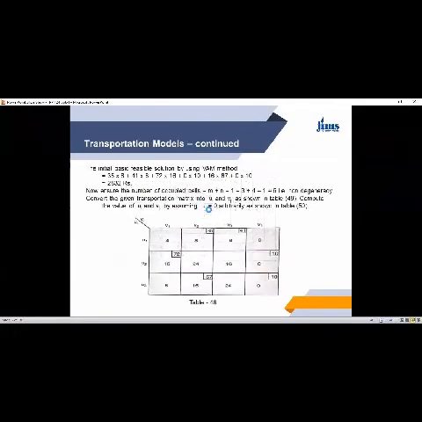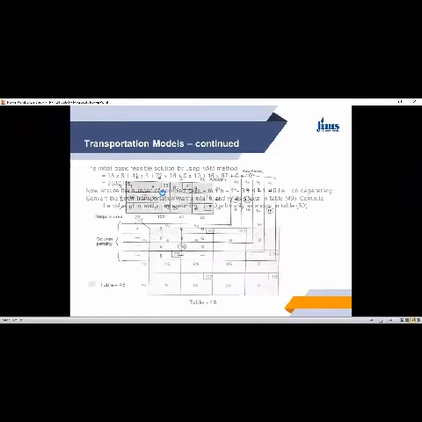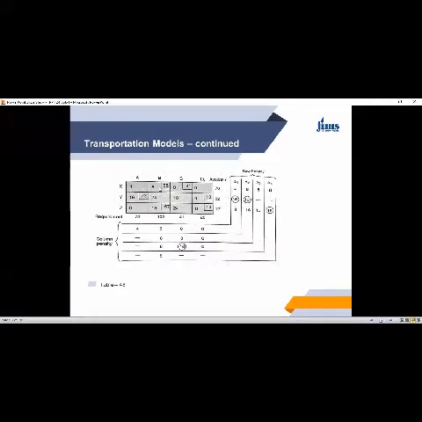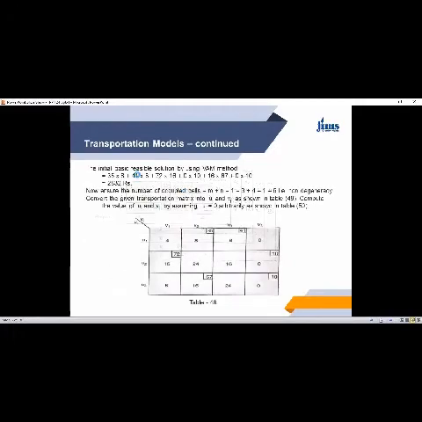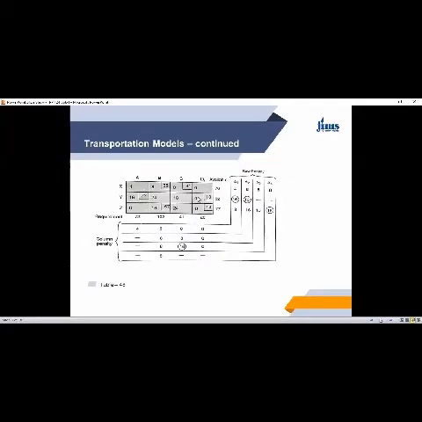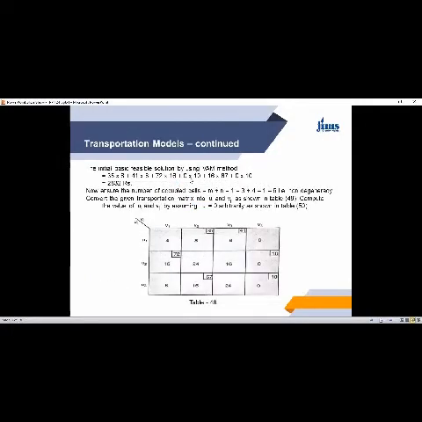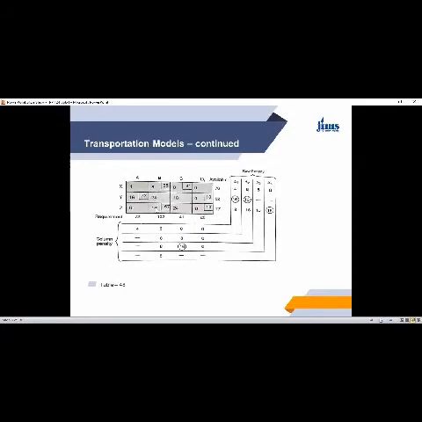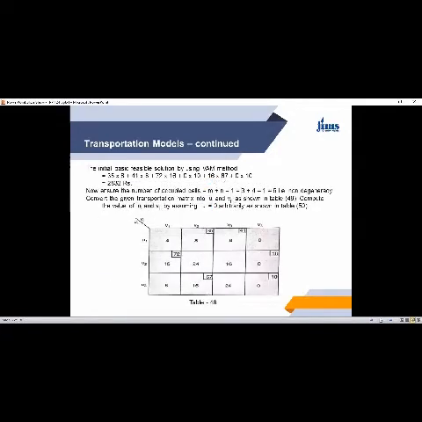So the total cost of transportation by Vogel's approximation method (VAM) is, see here, row wise if you go, 35 into 8 plus 41 into 8 plus 72 into 16 plus 10 into 0, plus 67 into 16 plus 10 into 0, that comes to rupees 2,832.